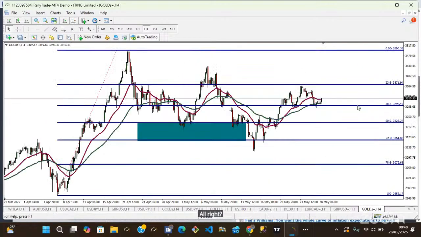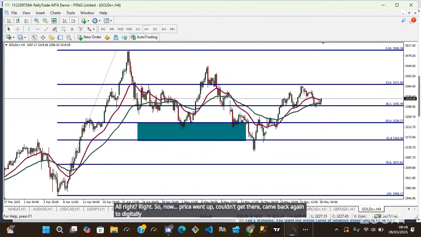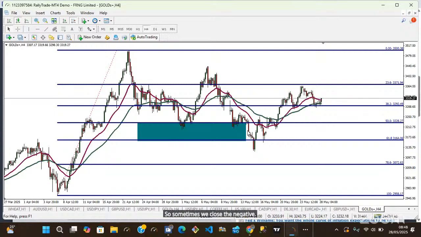All right. So price went up, couldn't get there, and came back again to this 50%, and looked like it was going up. So this is where our entry is. If you join here, you will notice you will have some good drawdowns. So sometimes we close the negative and wait for it to get to another level before we start again. So it got below like 61.8. We are not talking about Fibonacci in this class. So price reversed again, retested, and is pushing up.